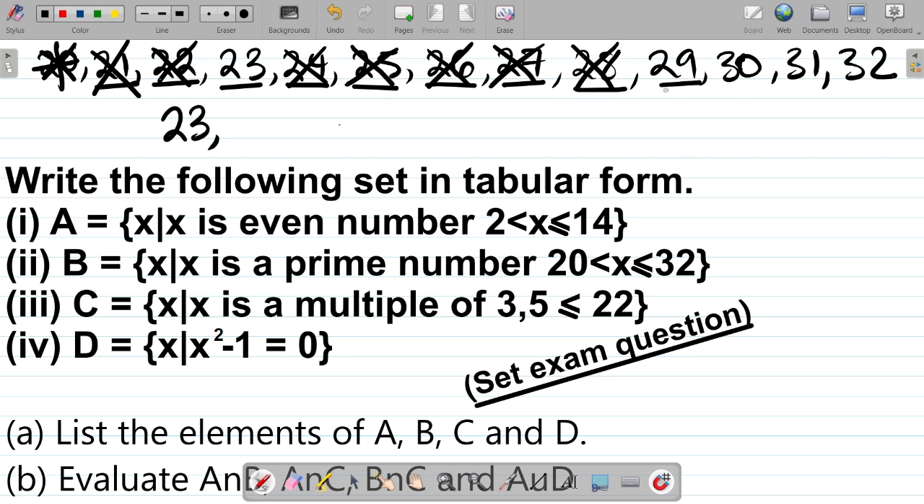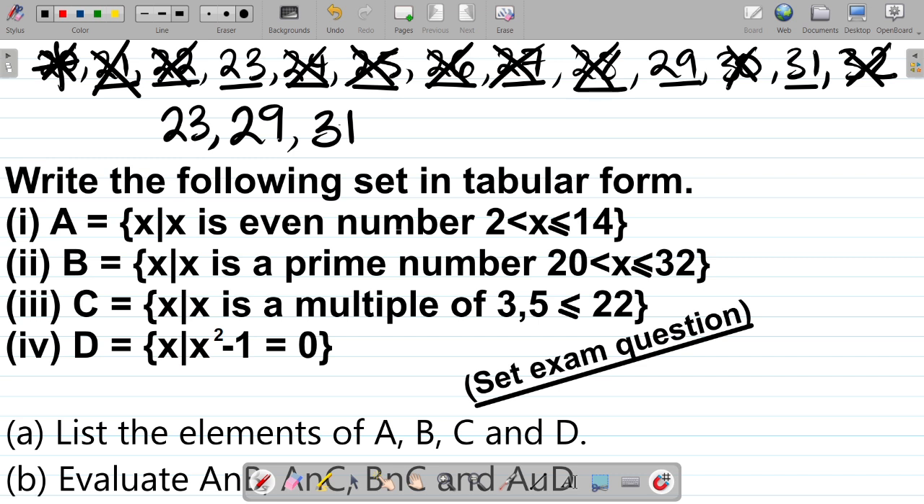29 cannot be divided by any number except itself and 1 without a remainder. So 29 is a prime number. 30 can be divided by 3, and that gives you 10. 31 cannot be divided by any number except itself and 1 without a remainder. And 32 can be divided by 2 to give you 16.